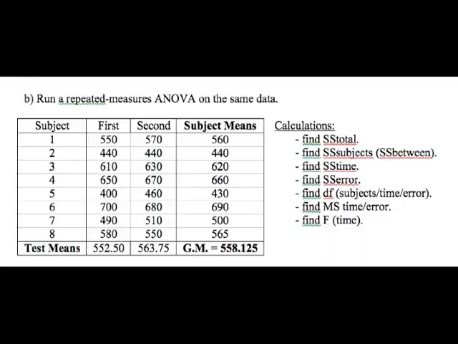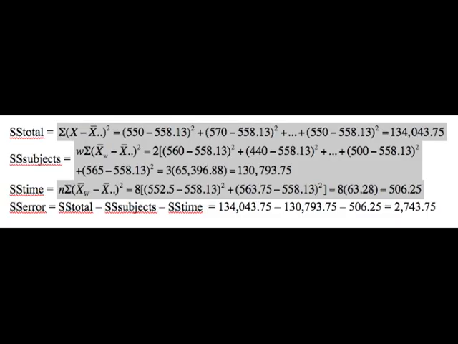Okay. Now we are running a repeated measures ANOVA on the same data that we just ran the paired samples t-test on. So we need to find our sums of squares total, our sums of squares between and within subjects, our sums of squares time, our sums of squares error, our degrees of freedom, our mean squares for time and error, and our F. So I'm not going to go over all of them, but here's all the equations for our sums of squares.